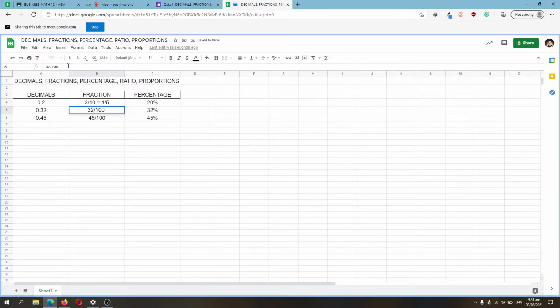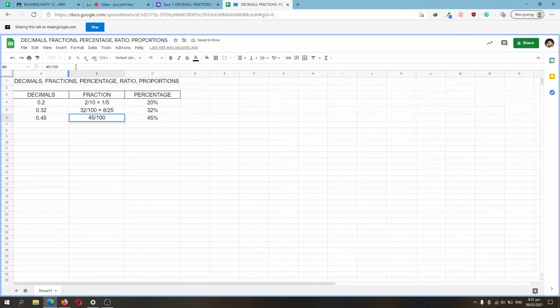Dito sa 32, pwede nating i-divide by 4. So, magiging siyang 8 over 25. So, di-divide natin both by 4. So, 32 divided by 4, 8. 100 divided by 4, 25. So, yan na yung ating final answer.